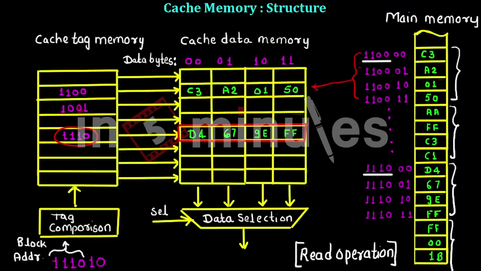So now the entire block is selected as shown, and now it is going to come to the data selection module, and the data selection module is going to select the data based on the last 2 bits from the address. So it is going to select the third byte from the block, and the data present at this location is nothing but 9E, and it is going to come as output. So in this way the read operation is performed inside a cache memory. For the write operation, in a similar fashion, the location is accessed through tag comparison and data selection.